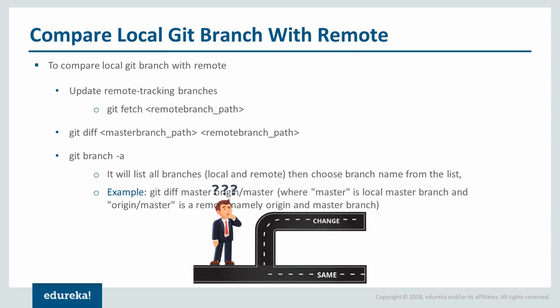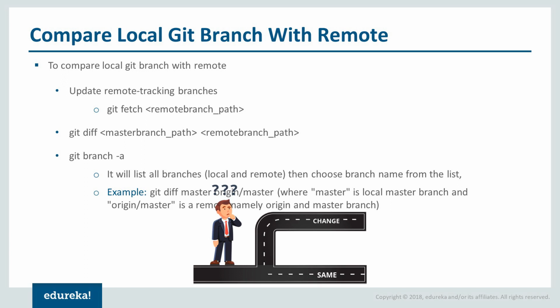Now to compare a local branch with the remote, we already saw how this can happen: someone else might have contributed in their copy and then pushed those changes to the remote while we have not pulled the changes yet. So first, we have to update our remote tracking branches. How do we do that? We do git fetch and the remote name. Now the remote name is origin, for example, which is the default one. Next, I can do git diff master and the remote branch path.